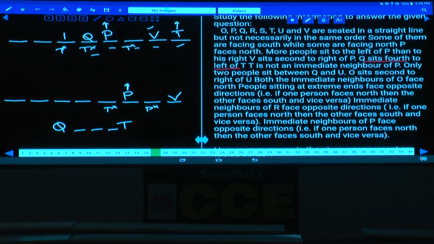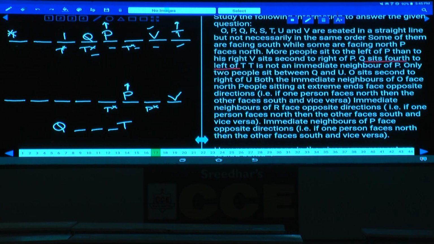Then, can T be at this place? If T is here 1, 2, 3, 4, Q must be in the place of P, which is not possible. Hence, T cannot be here as well. Then, what are the only 2 possibilities here? T can be either at this place at the end or second from the left hand, isn't it?